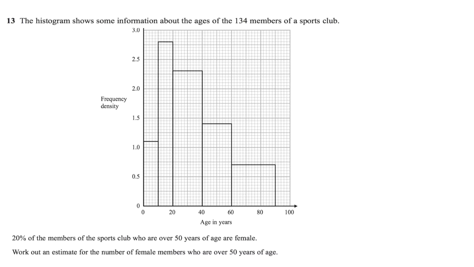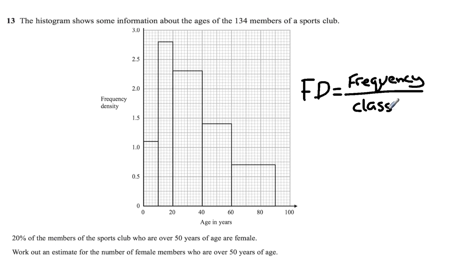Our first step is to find the frequency of members who are above 50 years old. To do this, we're going to be using the frequency density equation. So, FD is equal to frequency divided by class width. So between 50 to 60 years old, the frequency density is 1.4 and the class width is 10.